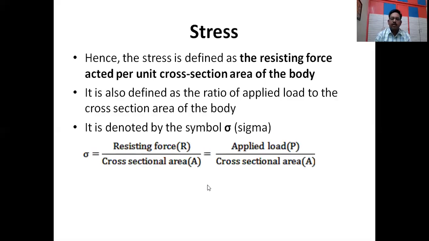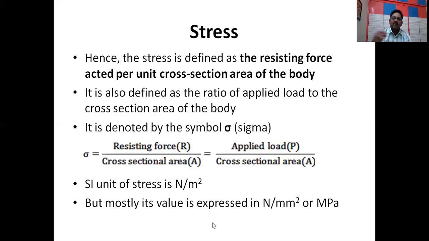Therefore, we can give a formula: stress sigma equals resisting force R by cross-sectional area of the body, the cross-section of the plane where the force is applied, which is equal to applied load by cross-sectional area. This is the formula for stress. What are the SI units for stress? It is force by area. Force in Newton and area in meter square. Therefore, Newton per meter square is the SI unit for stress.